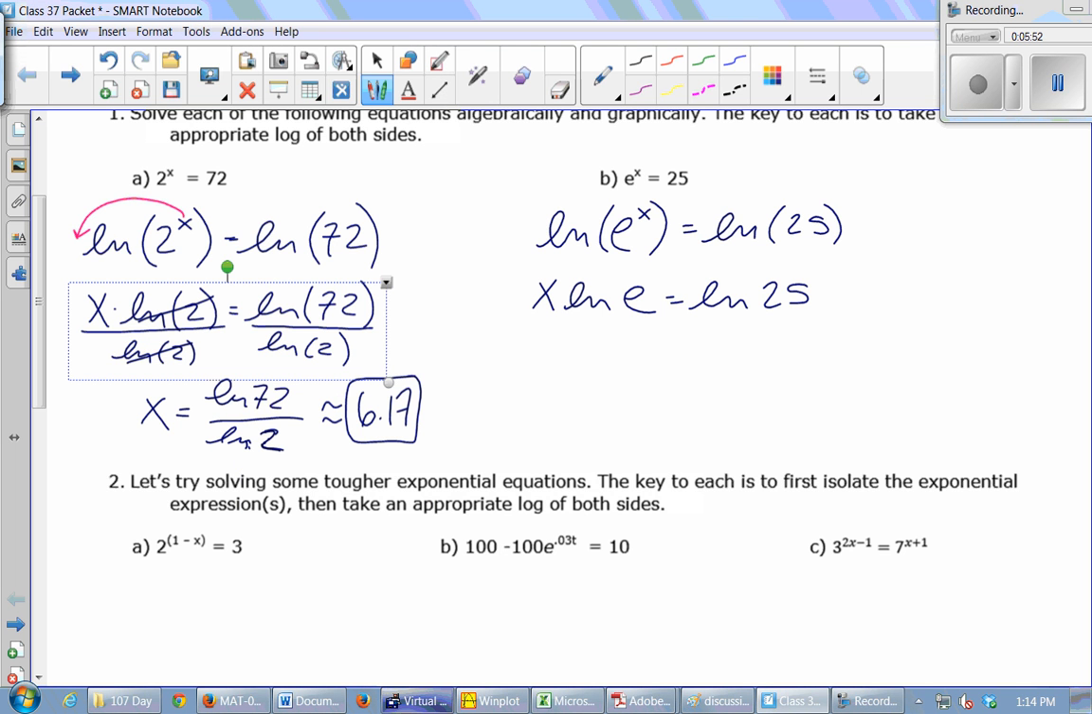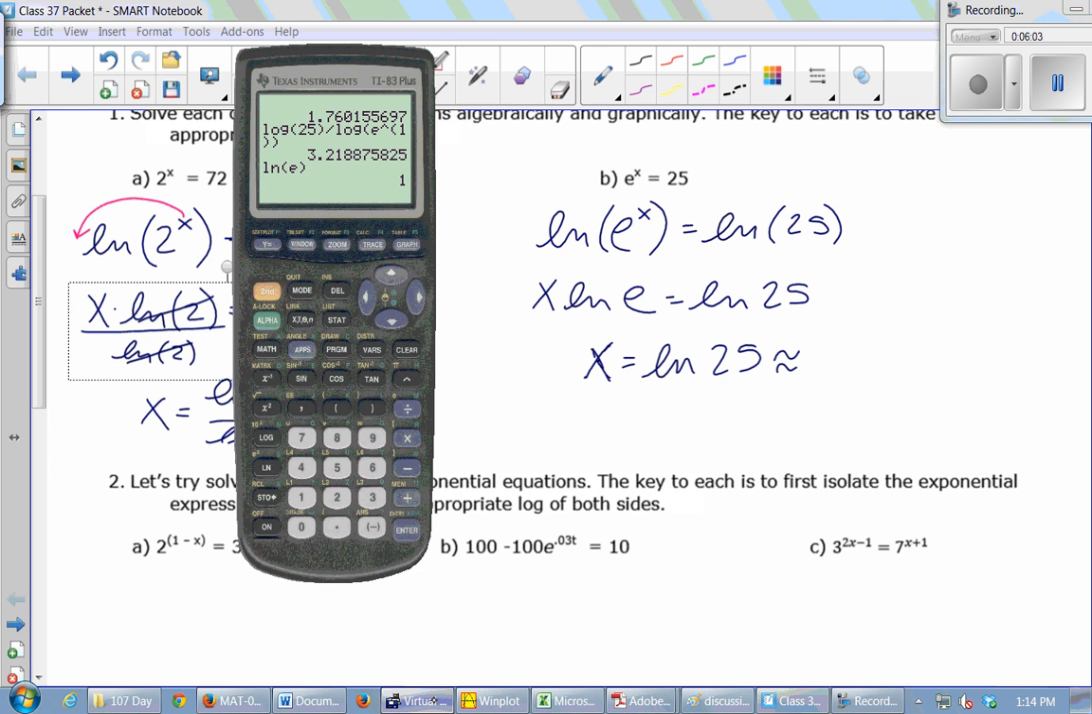All right, so ln of e is really just 1. So this says x times 1, which is x, equals the ln of 25. And I can get an approximate value for that using my calculator. And I'd get 3.21.